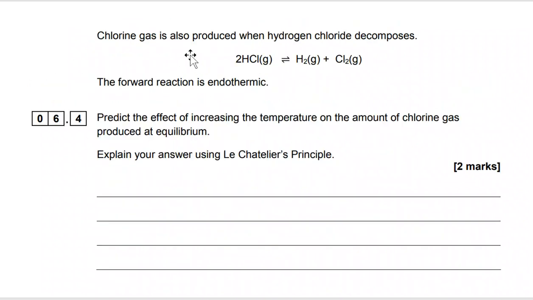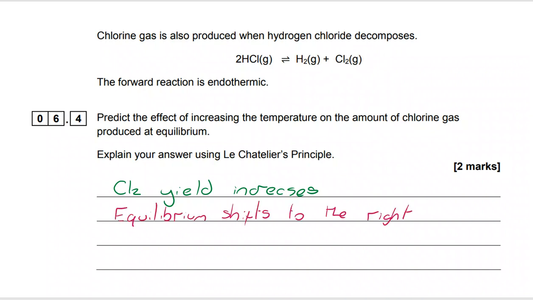On to 6.4, chlorine gas is also produced when hydrogen chloride decomposes, and it's an endothermic reaction. Predict the effect of increasing the temperature on the amount of chlorine gas produced at equilibrium. Explain your answer using Le Chatelier's principle. Well, the first thing to say is that the chlorine yield will increase. We will end up with more of it. And that's because the equilibrium has shifted to the right.